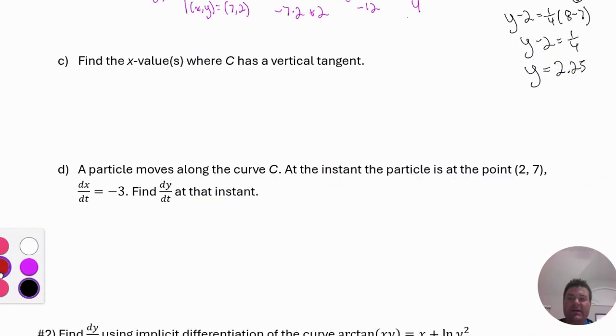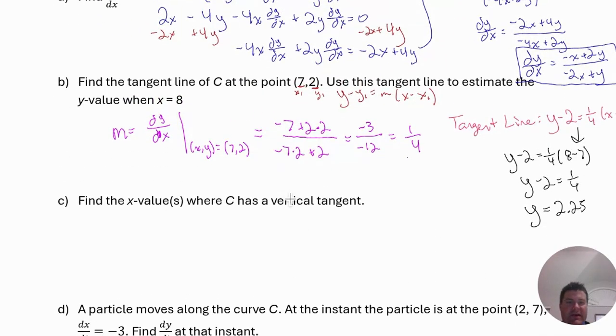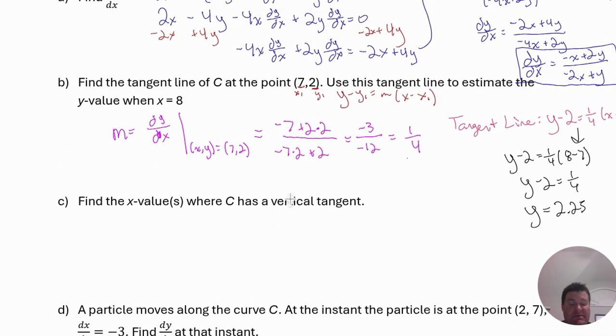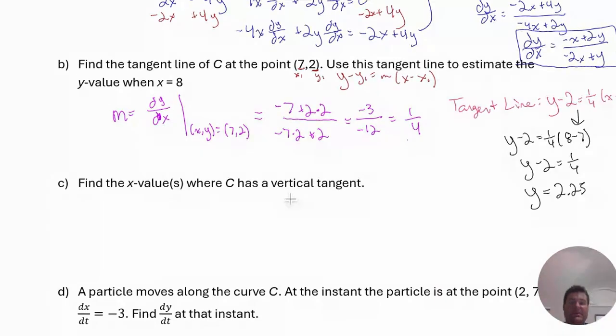For part C here, we're going to find the x values where C has a vertical tangent. So we're going to come back up to this dy/dx that's boxed up there, and we're going to make sure that the denominator equals 0. So that's the whole point here. So we are going to check to make sure that negative 2x plus y is equal to 0. And I want to make a quick note here that the numerator is not equal to 0.